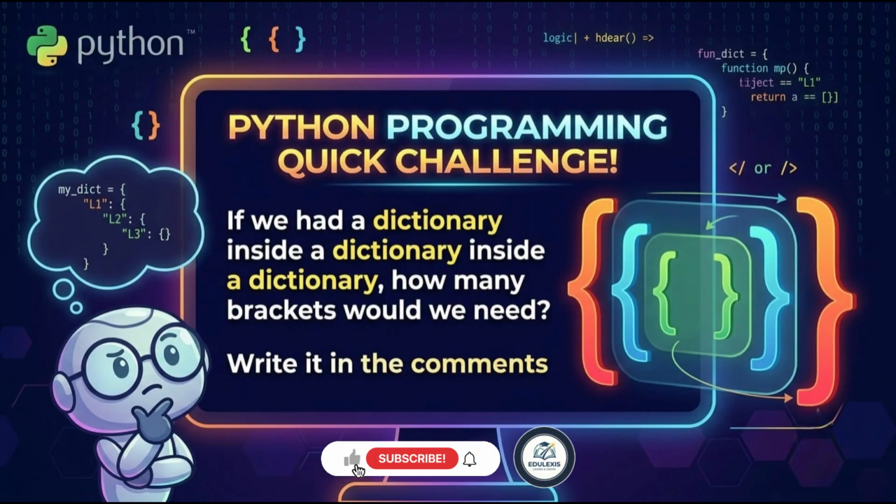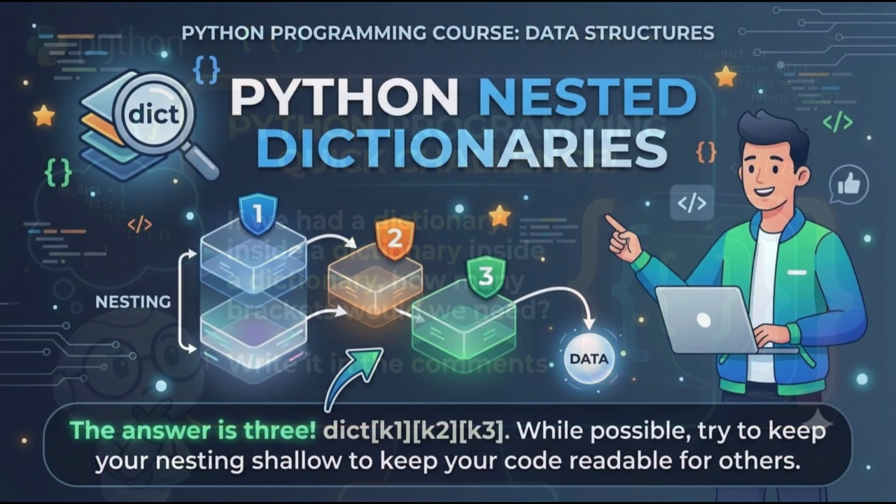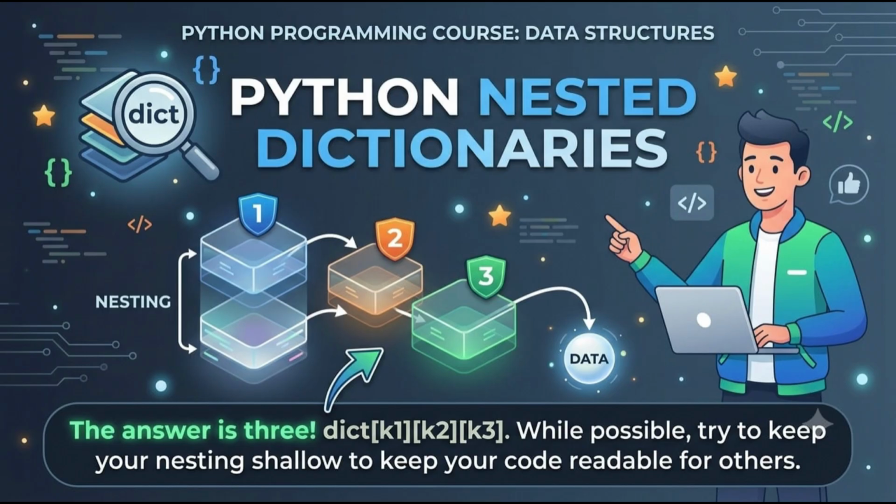Quick challenge, if we had a dictionary inside a dictionary inside a dictionary, how many brackets would we need? Write it in the comments. The answer is 3. Dict, K1, K2, K3. While possible, try to keep your nesting shallow to keep your code readable for others.